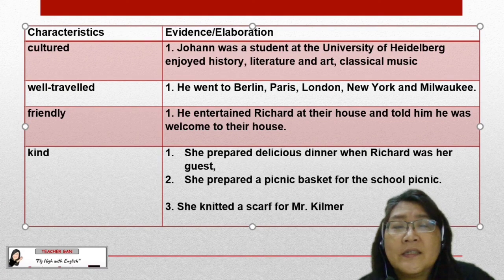Next, kind. Frida is kind because she prepared a delicious dinner when Richard was her guest. She also prepared a picnic basket for the school picnic, and she knit a scarf for Mr. Kilmer.